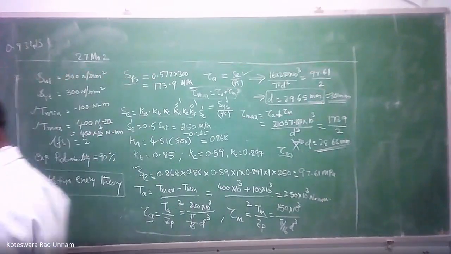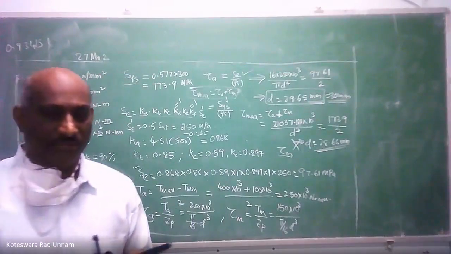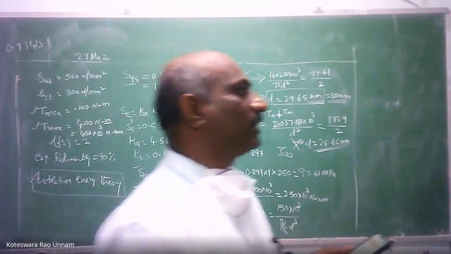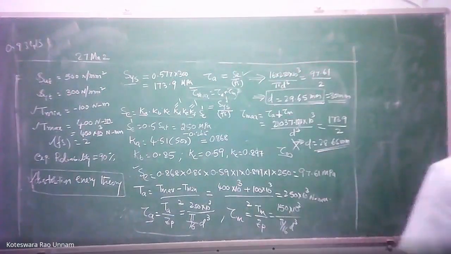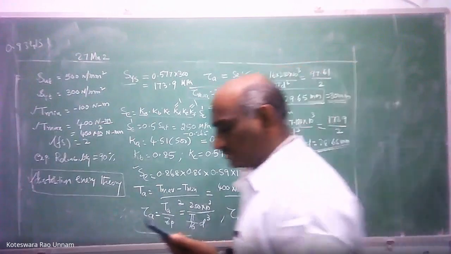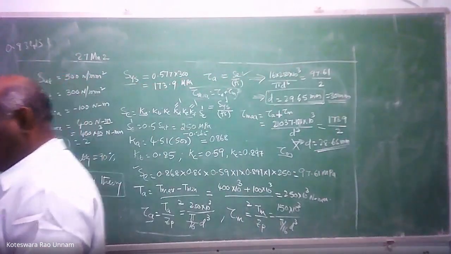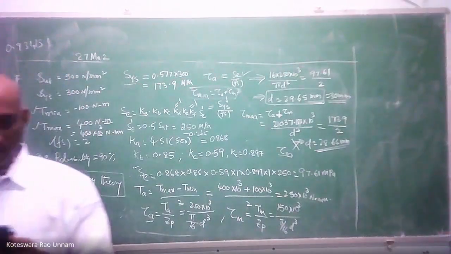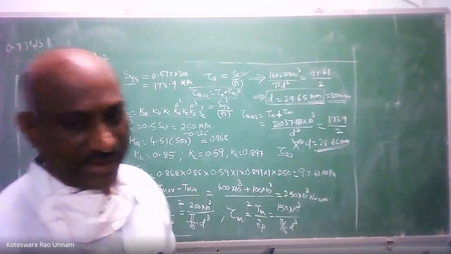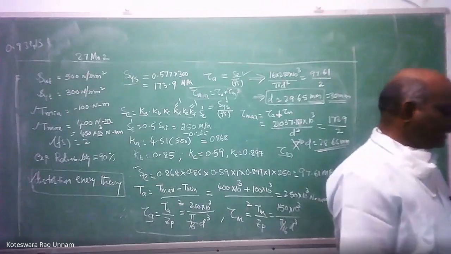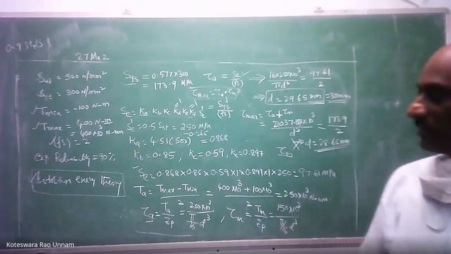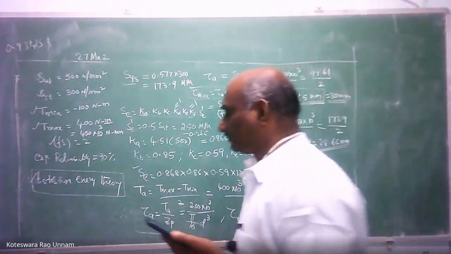The outer diameter of the bar is 30 mm. The ultimate tensile strength of the bar is 1250 MPa.